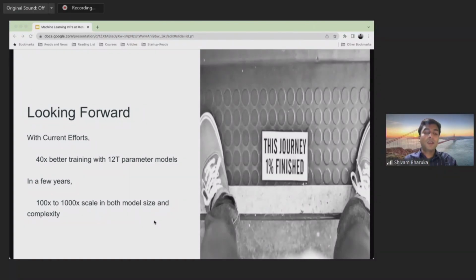But this is not the end. Given these efforts, with the scale of hardware and software which we have designed in our data center, we have been able to optimize training by 40x in the last 2 years. And we are able to train 12 trillion parameter models today in our data center. In a few years, we are targeting to go even 100x to 1000x scale in terms of both model size and complexity. That is going to come with challenges at both the hardware and software layer. And we are constantly looking at our reliability metrics and data to figure out where we want to invest and how we want to invest to improve these underlying systems.